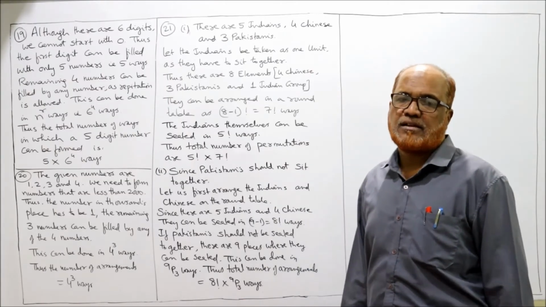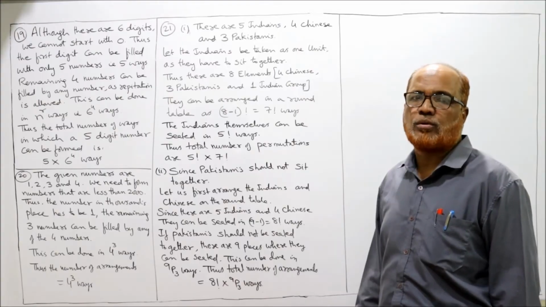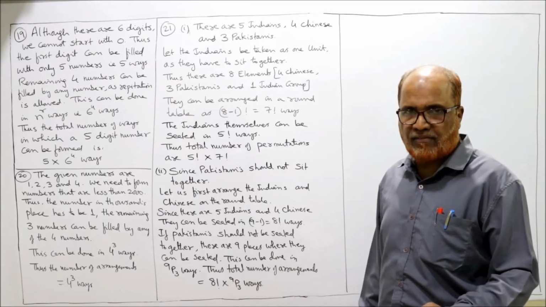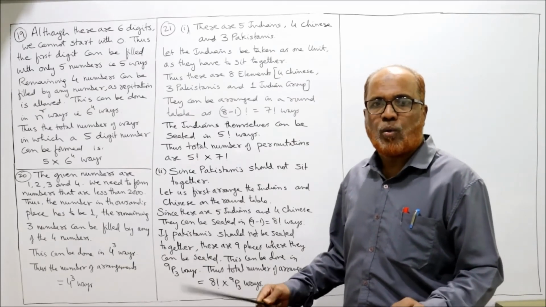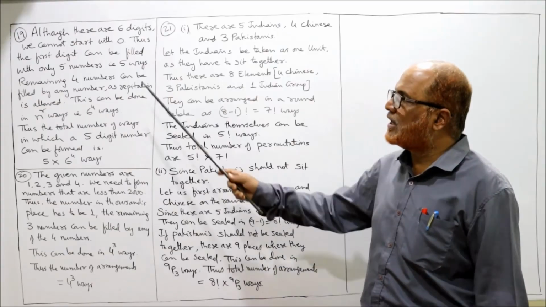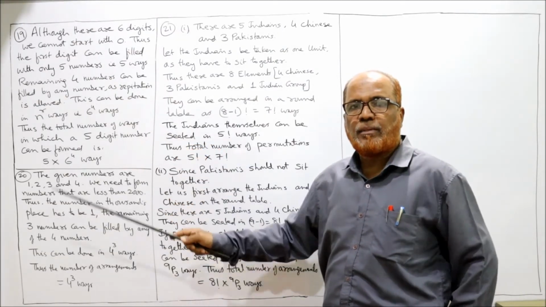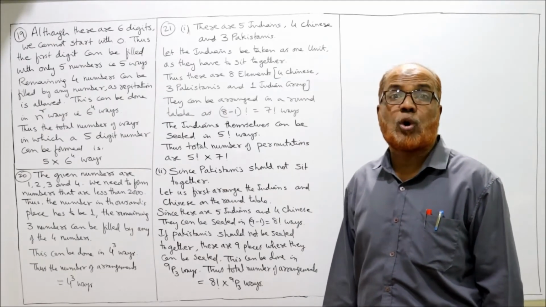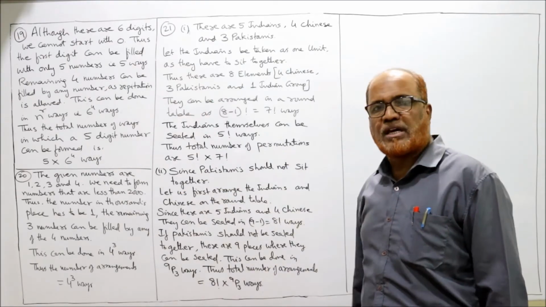Among the 6 digits, the first digit cannot be 0, so we cannot begin with 0. We can begin with any of the other 5 numbers, which are 1, 2, 3, 4, 5. So we can start with any of those 5 numbers, that is 5. And for the remaining places there are 6 numbers, out of which we have to fill 4 places. So 6 to the power of 4 ways. These are the number of ways we can arrange.